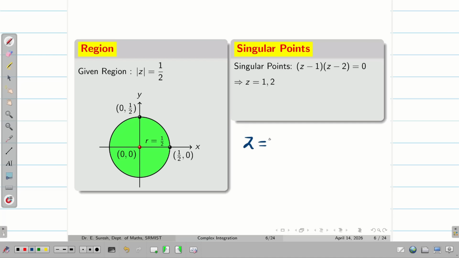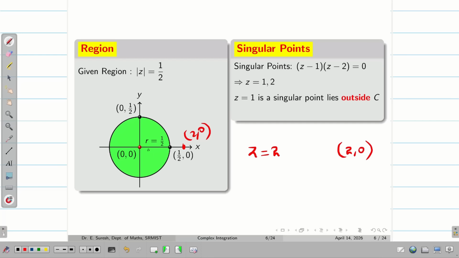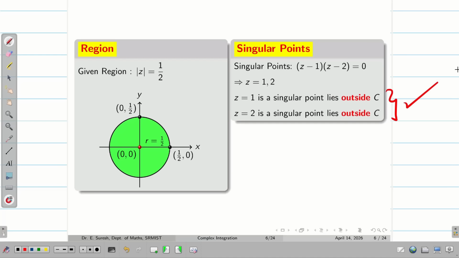So now I will take z equal to 1. The point is 1 comma 0. Since my radius is 1 by 2, that is 0.5, my point 1 comma 0 lies outside the circle. So z equal to 1 is a singular point that lies outside C. Similarly, z equal to 2 means the point is 2 comma 0. This also lies outside the circle because the radius length is 1 by 2. So both singular points lie outside C.